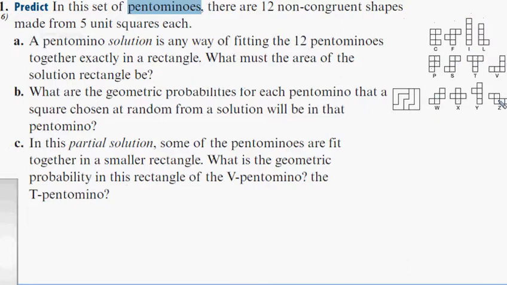Yep, there's 12. What must the area of the solution rectangle be? In other words, if we put all 12 of these together into a rectangle, how many squares are there going to be essentially? Well, people, this is not that hard. There's 12 of them, and in each pentamino there's 5. 12 times 5 equals 60 units squared. Easier than you thought, huh?